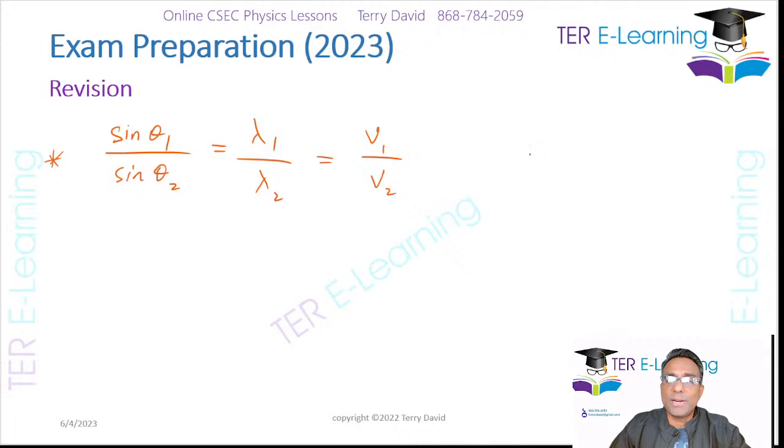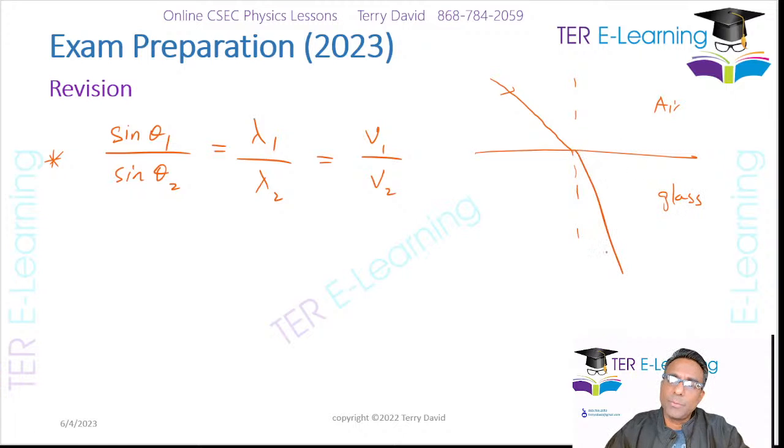So if you had a wave here, let's say we have a wave traveling from, let's say, air to glass. And let's say the wave did this. The wave might have a certain speed in the first medium, so that's V1. It'll have a particular wavelength in the first medium, and it'll also have a frequency in the first medium.